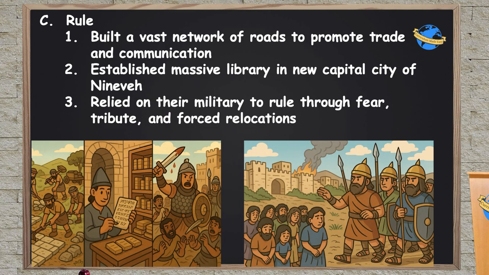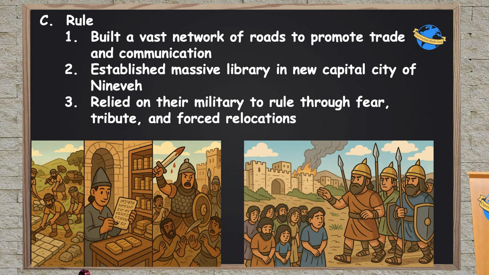Well in control of these territories, they built a vast network of roads to promote trade and communication across their empire. They also established a massive library in their new capital city of Nineveh. This had thousands of clay tablets because the Assyrians, like a lot of cultures throughout history, realized the more knowledge you have, the more powerful you are.